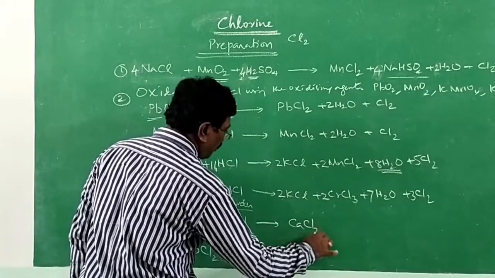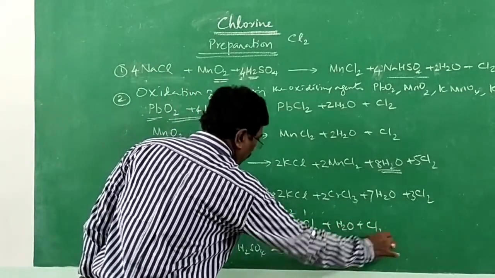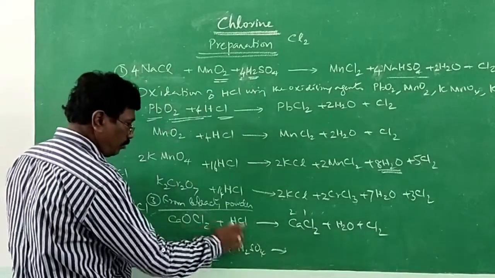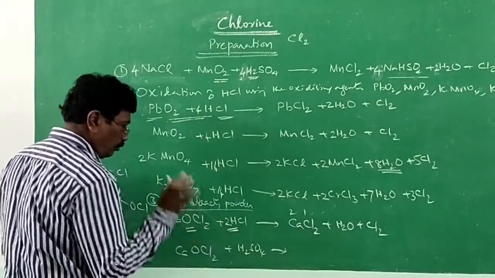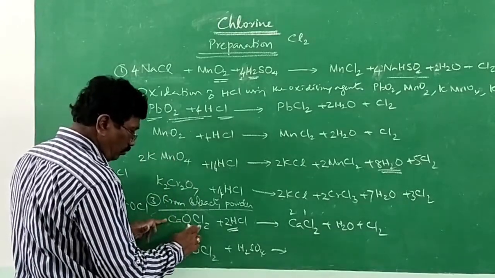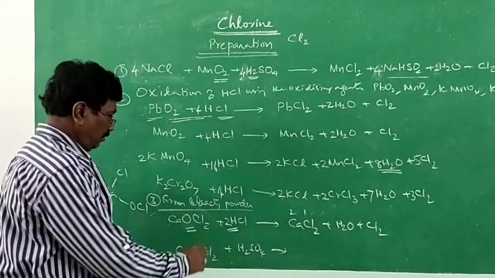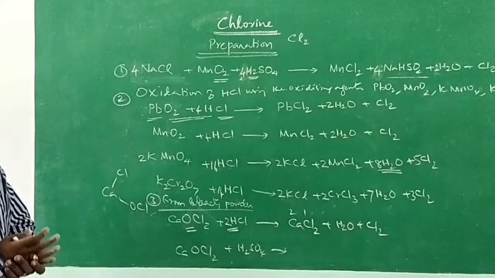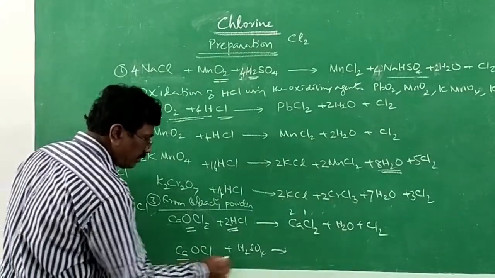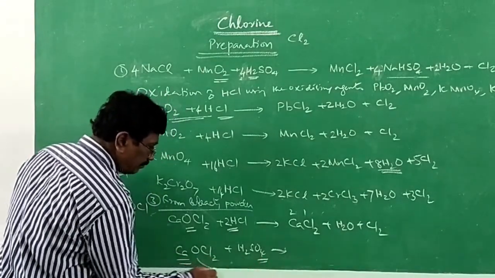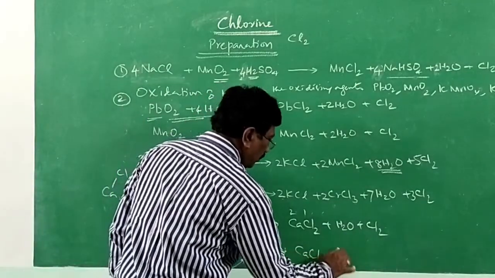How to balance the equation? CaOCl2 plus 2HCl gives CaCl2 plus H2O plus Cl2. Balance the equation. If it is sulfuric acid, you will get calcium sulfate, water and then chlorine: CaOCl2 plus H2SO4 gives CaSO4, H2O and Cl2.